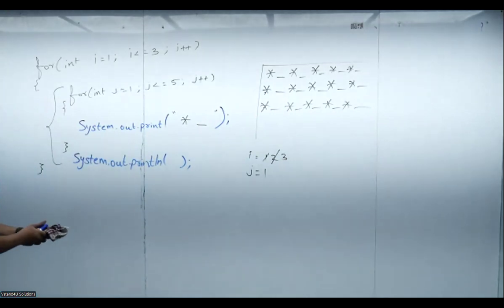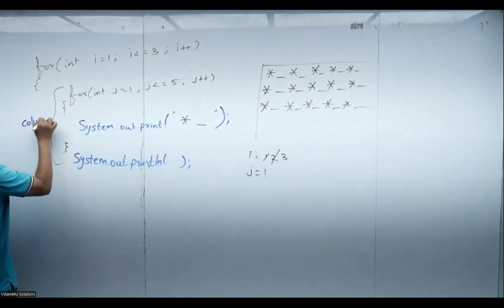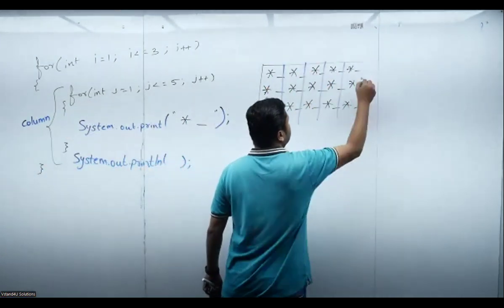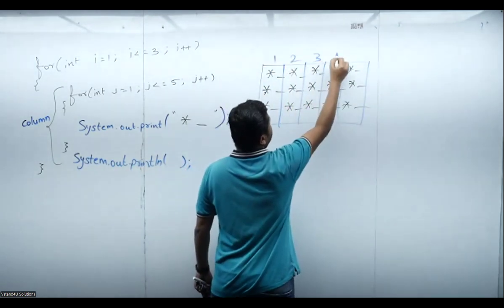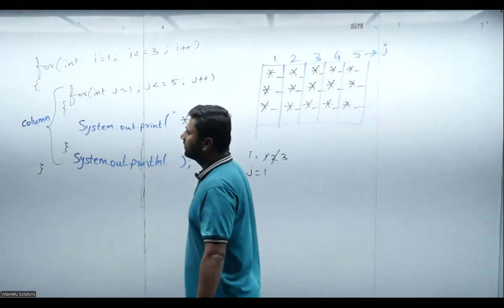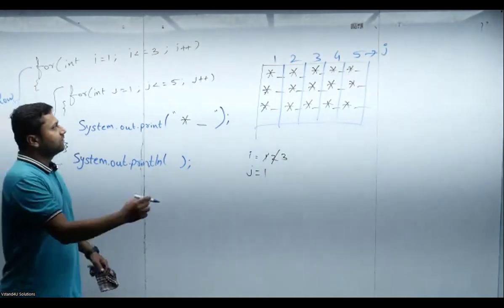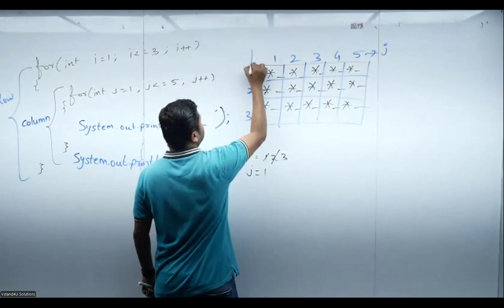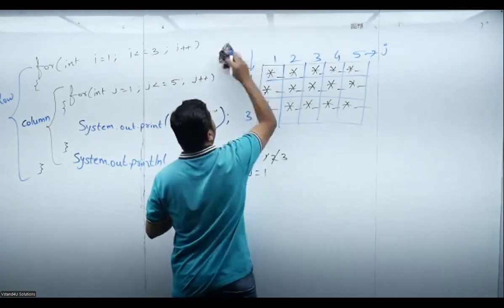In other words, are you telling me, sir, this inner loop is meant for columns? How many columns are there? Denoted by which value, sir? The jth loop. Agree. This outer loop is nothing but the rows. How many rows are there, sir? These are nothing but rows, denoted by i. Am I right?